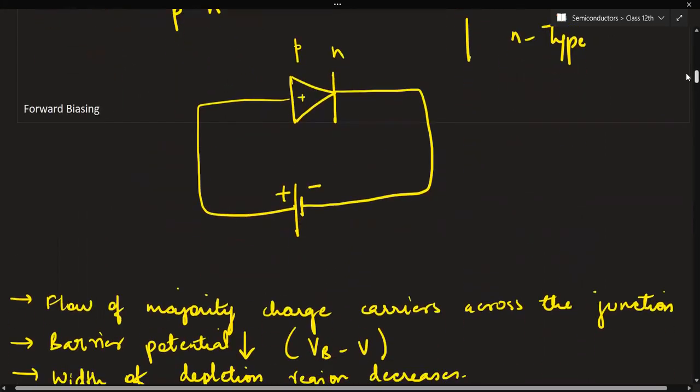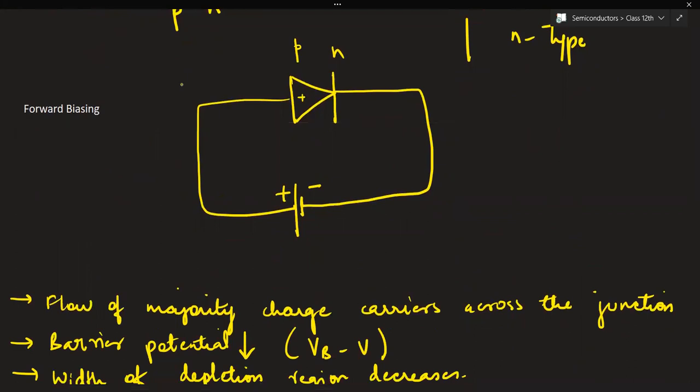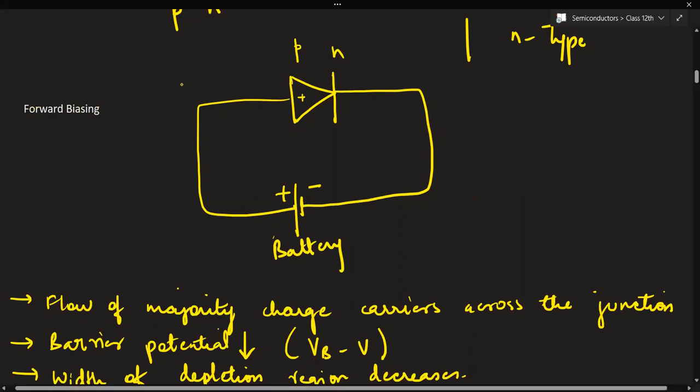Now two types of biasing are involved. If your P-type is connected to the positive terminal of the battery, and N-type is connected to the negative terminal of the battery, we call that condition forward biasing. This is the battery. Now certain conclusions: what will happen here? Flow of majority charge carriers occurs. Remember this point.